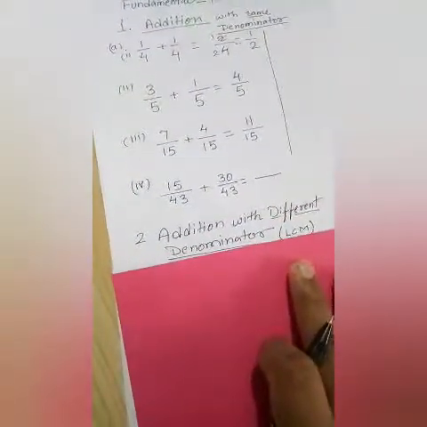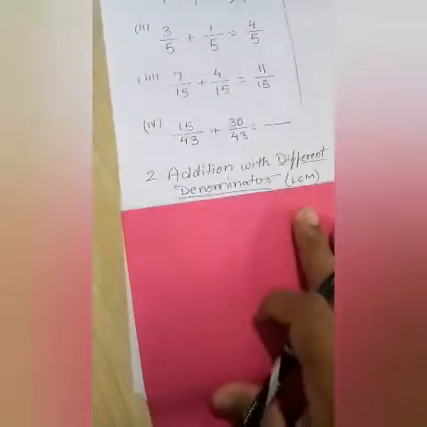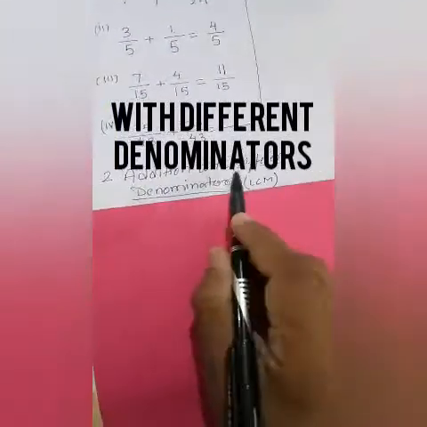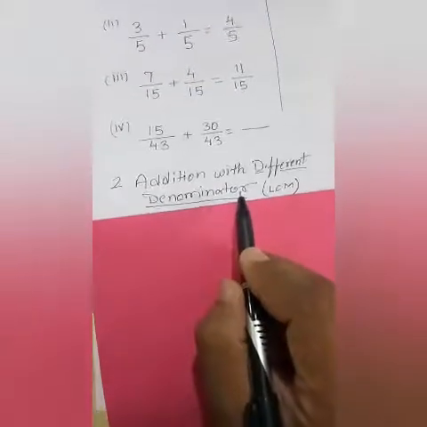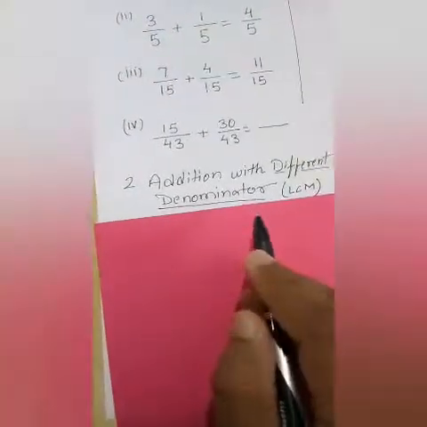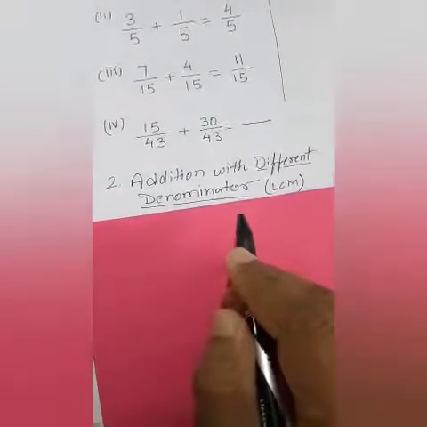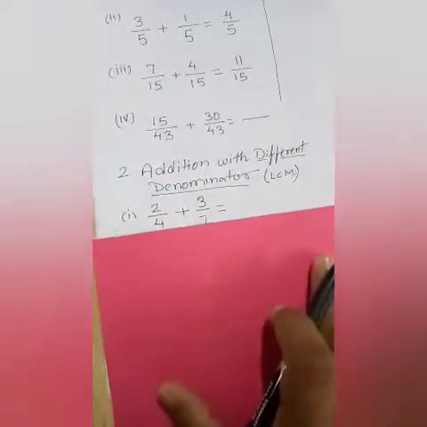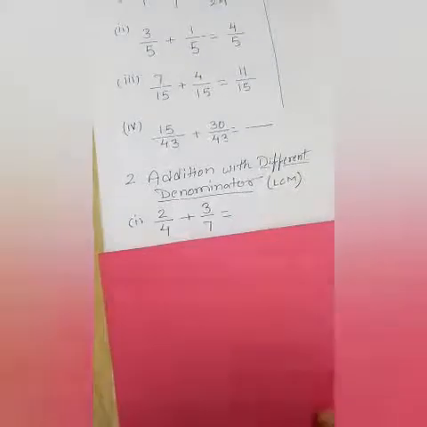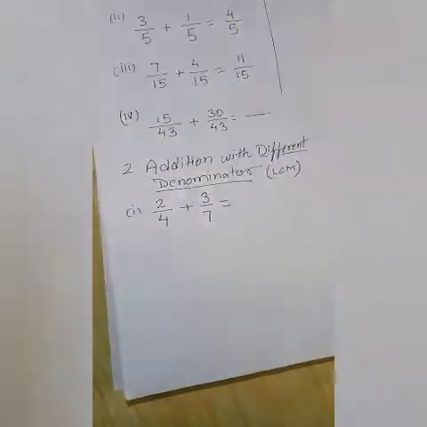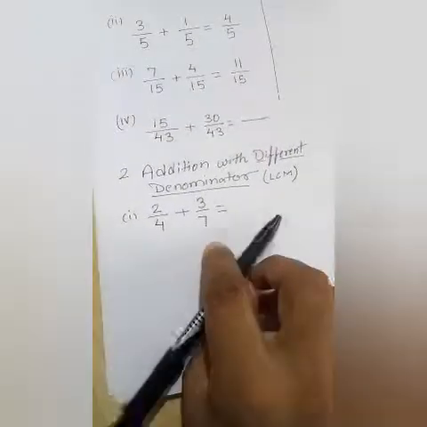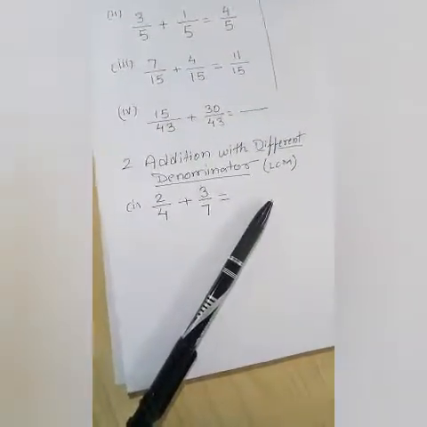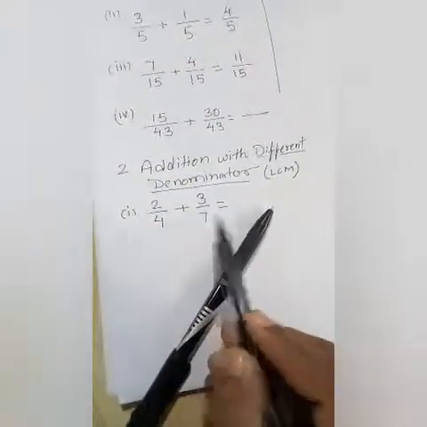We have addition, same thing. We need to add, but this time we have different denominators. This is where most of the students get confused, so watch it carefully. Let's start. What I have here is 2/4 and 3/7. As you can see, the denominators are different.